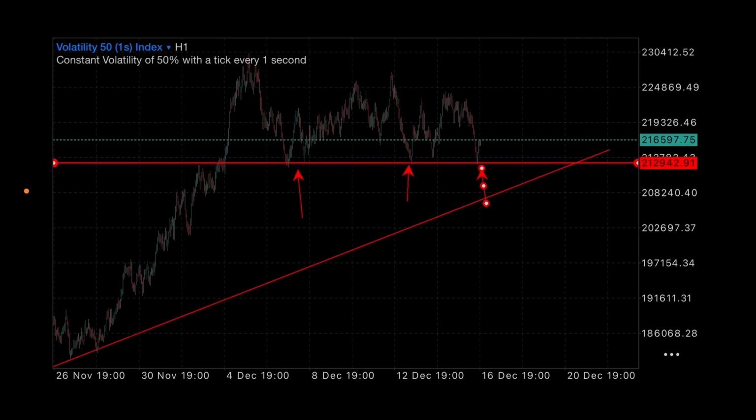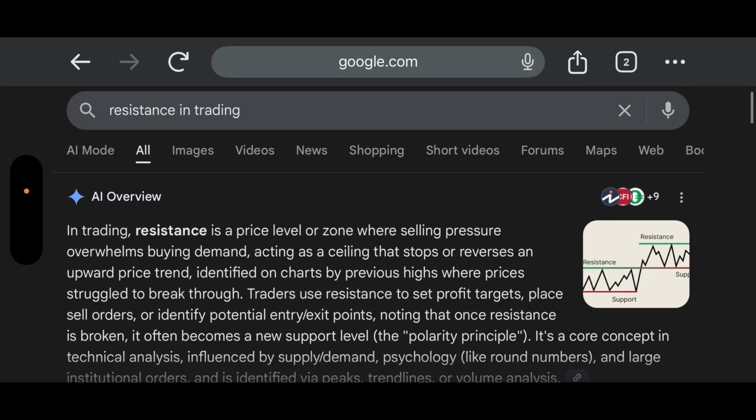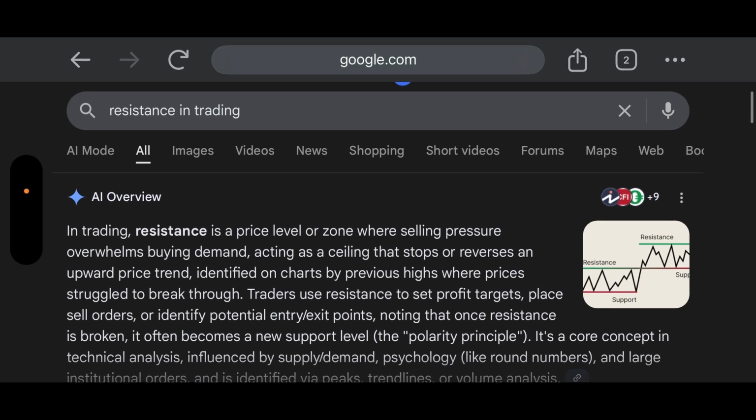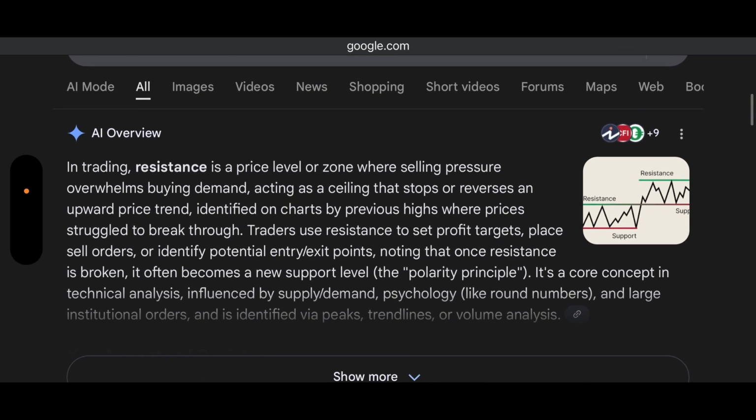So let's look for a resistance zone basically. We're talking about resistance in trading now. So what is resistance? Resistance is a price level or zone where selling pressure overwhelms buying demand, which means that at that resistance level there are more sellers than buyers. Sellers are more active than buyers there, and that resistance acts like a ceiling that stops price, so whenever price gets there it must drop.